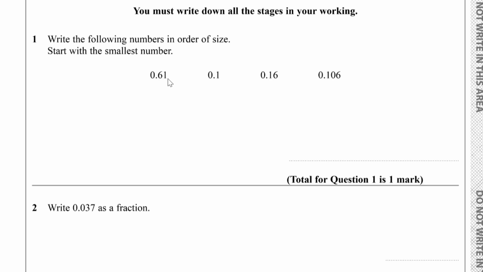Here we've got 0.610, here we've got 0.100, here we've got 0.160, and then we've got the 0.106. Now, because each of these are written to 3 decimal places, ordering them becomes straightforward. This is the smallest, followed by this, followed by this, followed by this.